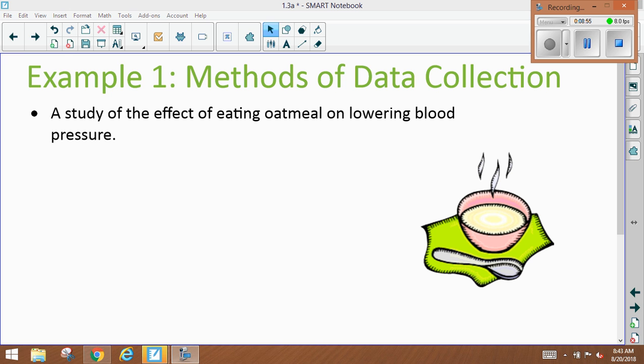But for this one, you would want to do an experiment, because then you could select a group of people and have them just eat their normal breakfast, or not eat breakfast, depending on how you would want to do it. That would be your control group, the ones that don't eat oatmeal. Then you would have an experiment group. They eat oatmeal for breakfast, and at the end of it you measure their blood pressure and see if there's a significant difference.